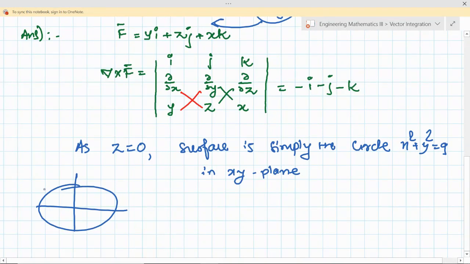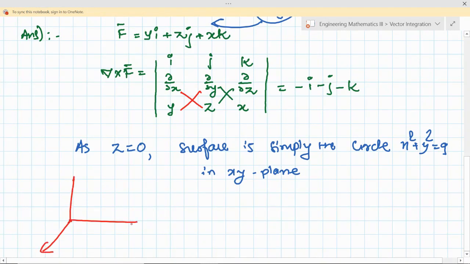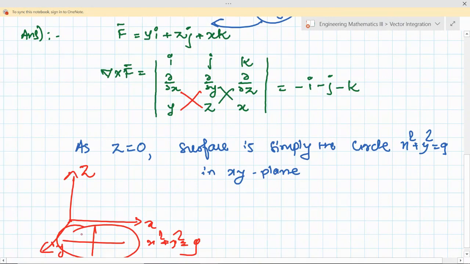And now for this plane, what is n cap? n cap is a unit vector perpendicular to this plane, meaning the xy plane. Suppose in the three-dimensional system this is x, this is y, and this is z. Our circle x square plus y square is equal to 9 is here. The unit vector perpendicular to this xy plane is our k cap. Along the x axis there is the i vector, along the y axis there is the j vector, and along the z axis there is the unit vector k.